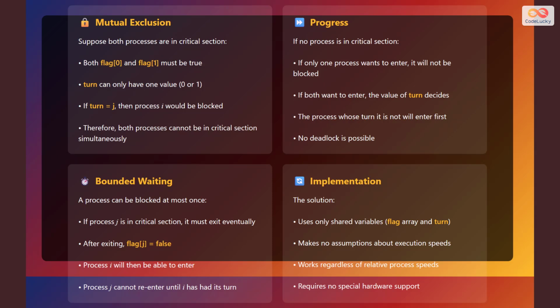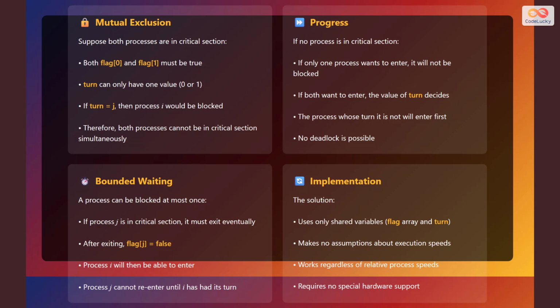Let's examine the correctness of Peterson's solution by verifying that it satisfies the requirements for mutual exclusion, progress, and bounded waiting. For mutual exclusion, if both processes are in the critical section, then both flag[0] and flag[1] must be true, but the turn variable can only have one value, 0 or 1. If turn is equal to j, then process i would be blocked. Therefore, both processes cannot be in the critical section simultaneously.